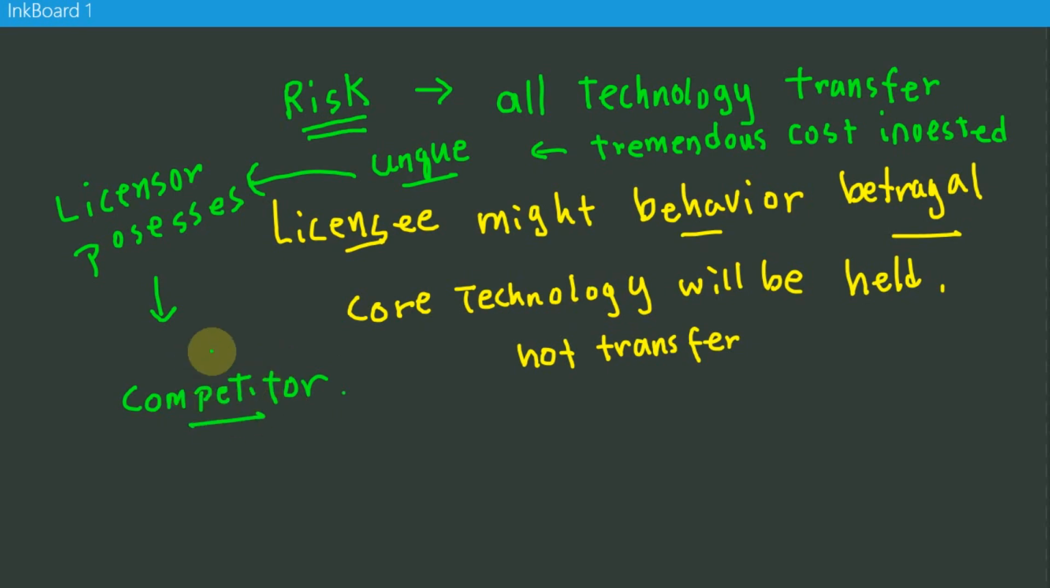So we have to worry about this one. This is one point to consider once you try to proceed with a licensing contract. We cannot avoid the transfer of unique technology because the licensee should obtain the core technology for proper production.